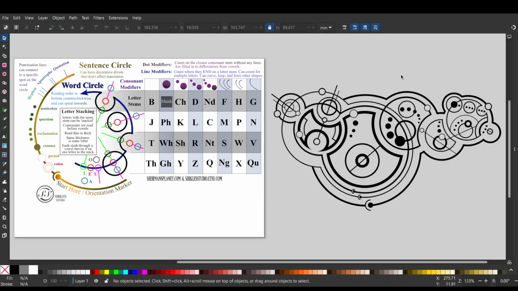Hello and welcome to the transcription explanation of this design. I'm really proud of it, and it does a lot of really fun sentence structure stuff.